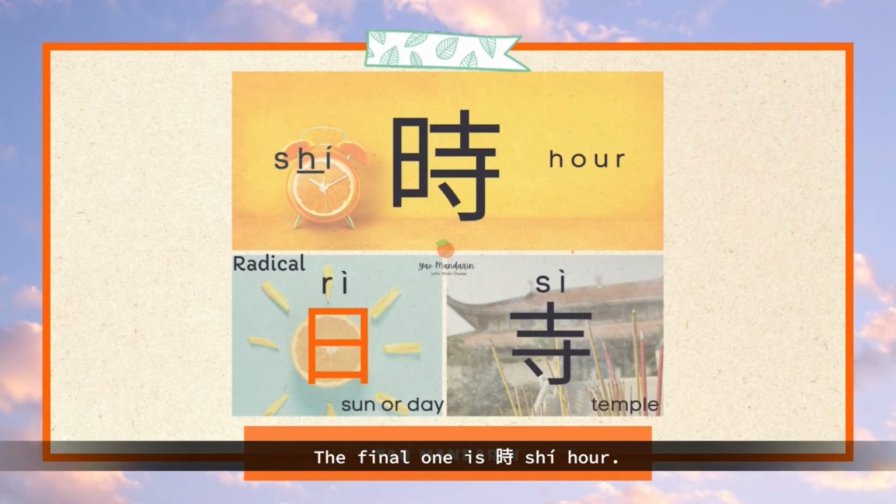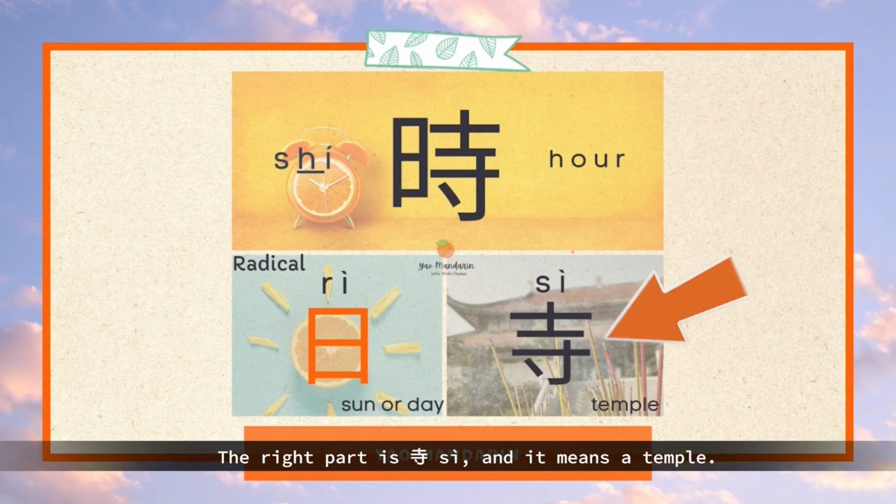Final one is 时 hour. The left part is the radical 日 and that means sun or day. Please remember 日 because it's an essential character in Chinese. You may see it often. 日 is a pictograph of the sun.